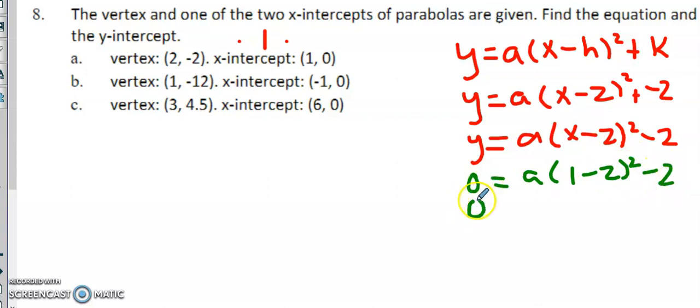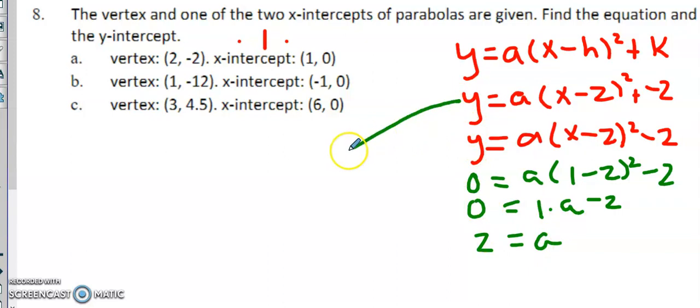So this is 0 is equal to, so 1 minus 2 is -1. -1 squared is 1, so it's going to be 1a minus 2. Add 2 to both sides, get rid of the subtraction. And what I end up with is, 1 times a is a, so I end up with a as being 2.